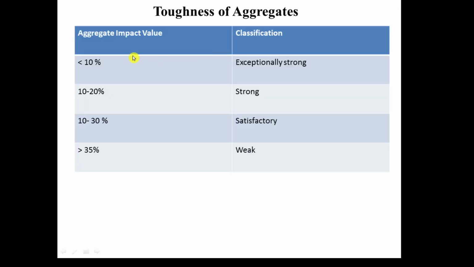So the aggregate impact value and its classification: if it is less than 10%, it is exceptionally strong. If it is 10 to 20%, it is strong. 20 to 30% satisfactory, and greater than 35% it is considered as weak.